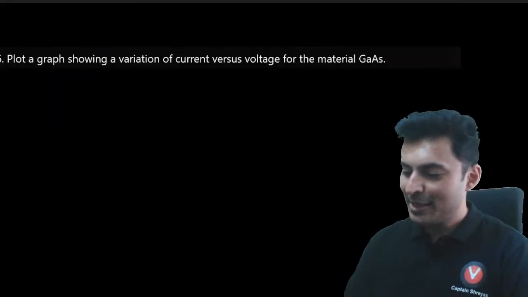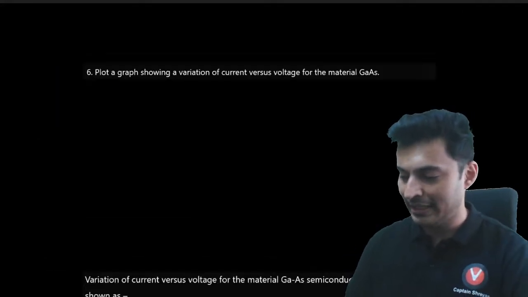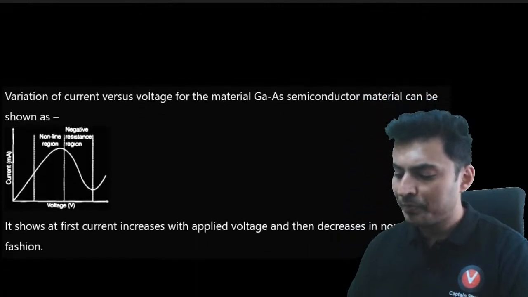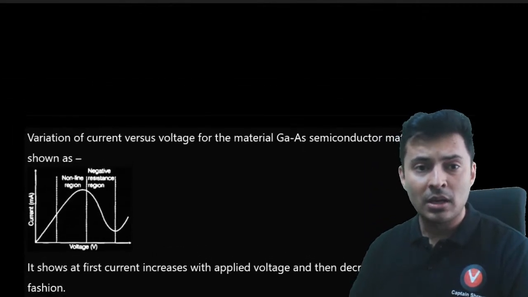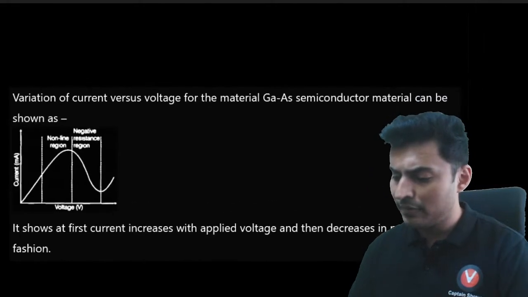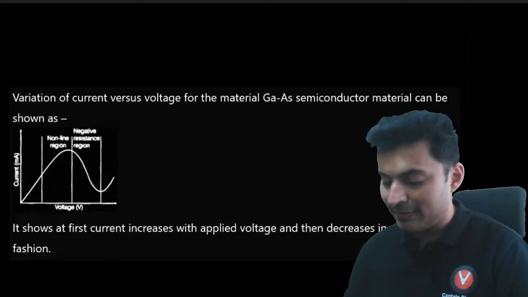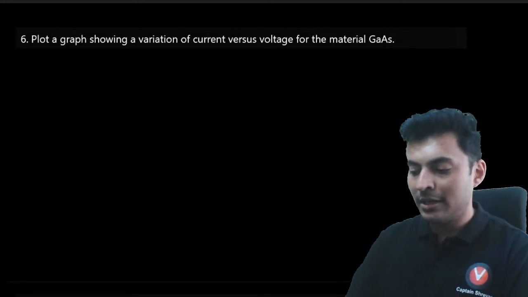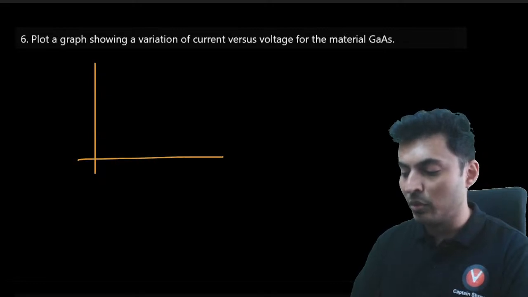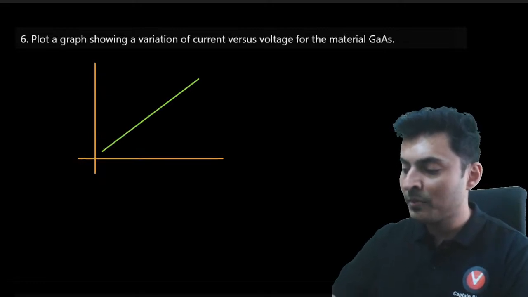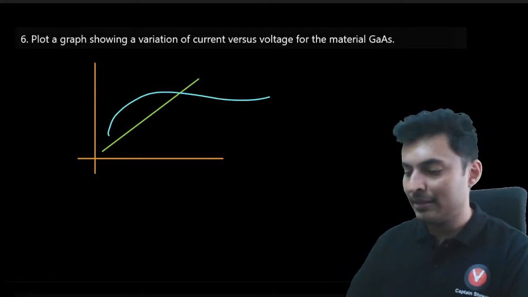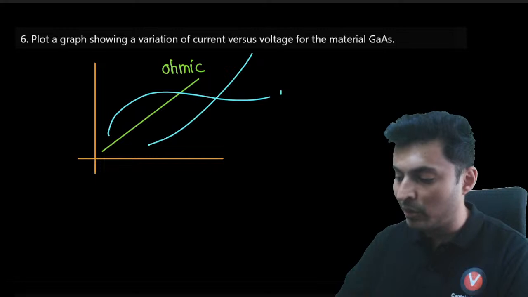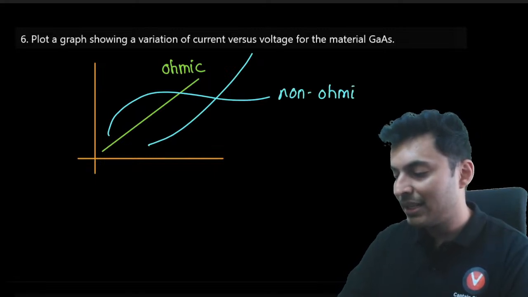Correct. Let's move on. Plot the graph showing variation of current versus voltage for the material. Now, what is this? This is a semiconductor, actually. If you notice, this particular graph is non-linear, and this example is there in NCERT while explaining Ohm's law. I have told you this even in the graphical part session: only for ohmic devices it is a straight line. For non-ohmic devices, it is a non-linear curve.